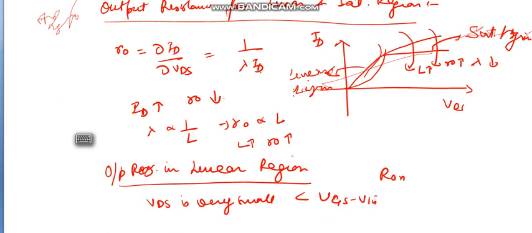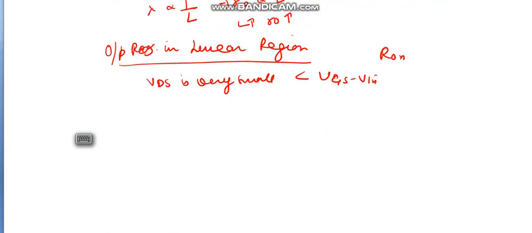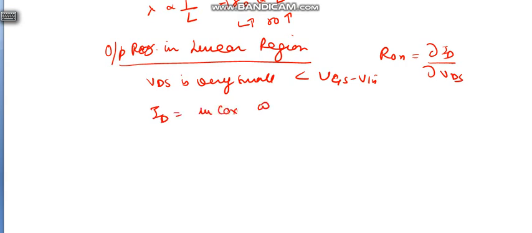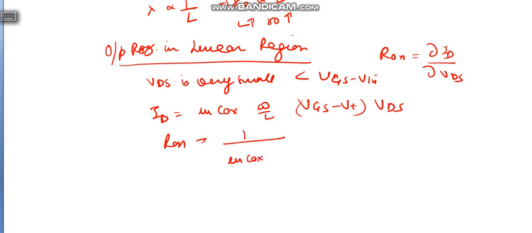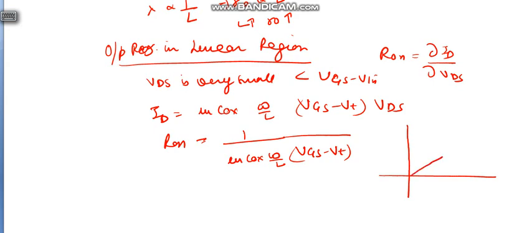Okay, so this R on equals del VDS upon del ID. Now the ID equation we have seen is mu n COX W by L (VGS minus VT) VDS. This is in the deep triode region, and after differentiating, we will get R on equals 1 divided by mu n COX W by L (VGS minus VT).